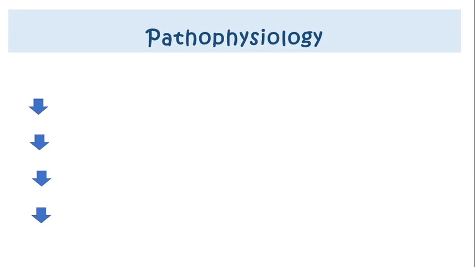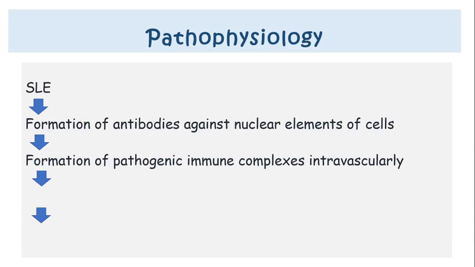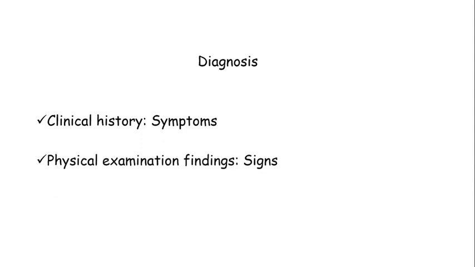So now we'll see the pathophysiology of lupus nephritis. So this is what happens in SLE. There's formation of antibodies. It's an autoimmune disease, so there's formation of autoantibodies. So when these antigen-antibody complexes or these immune complexes try to filter in the glomerulus, they get deposited in the glomerulus and mediate inflammation. So how is it diagnosed? It's diagnosed based on history, that is symptoms, physical examination findings, that is signs, and then the investigations.